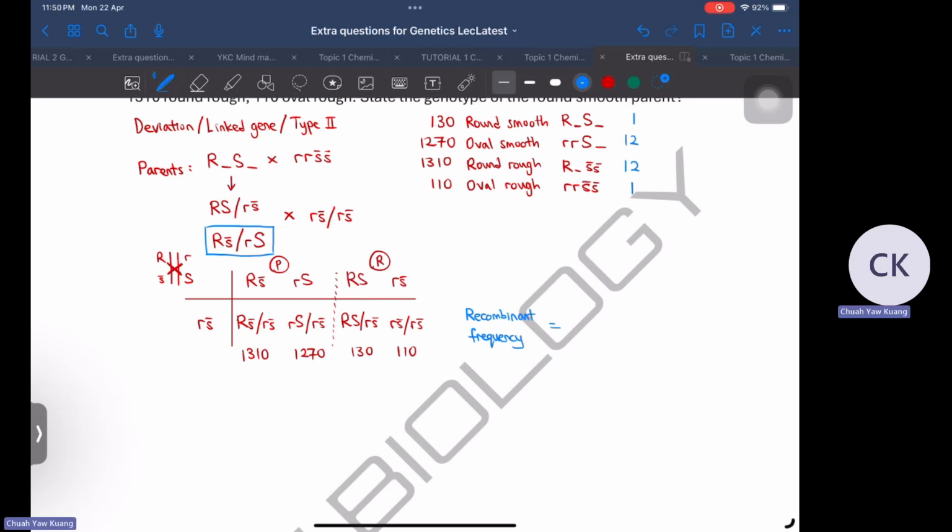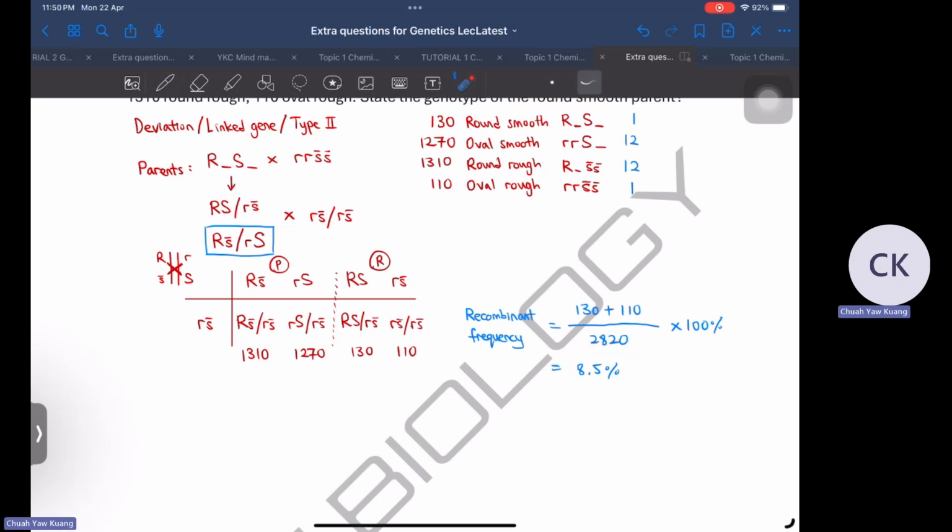So recombinant frequency equals the two recombinant types, which is 130 plus 110, divided by the total number of all. The total is 1310 plus 1270 plus 130 plus 110, which adds up to 2820. Then we times 100%. So 130 plus 110 divided by 2820, we get 8.5%.